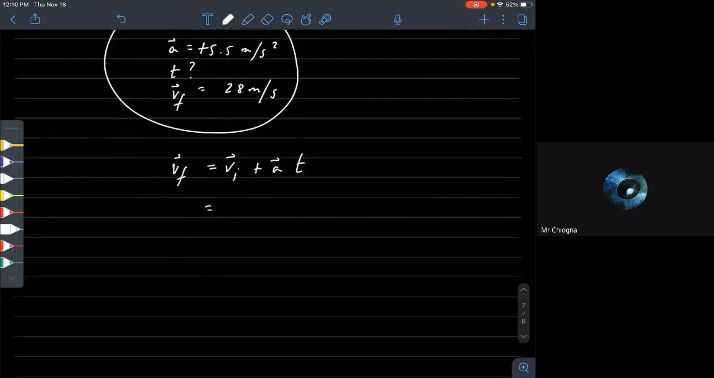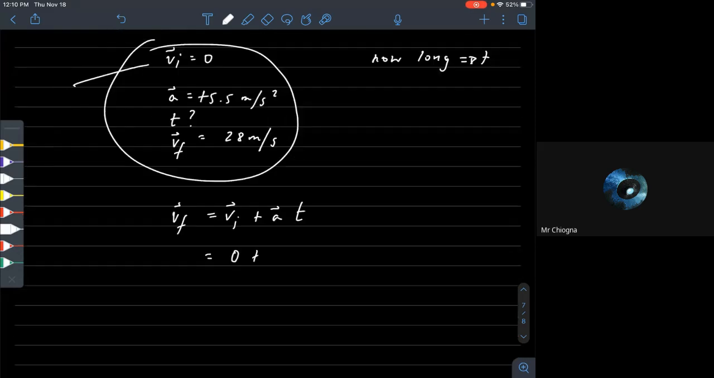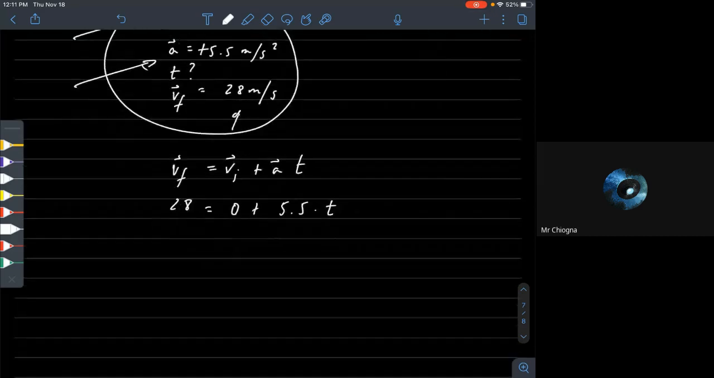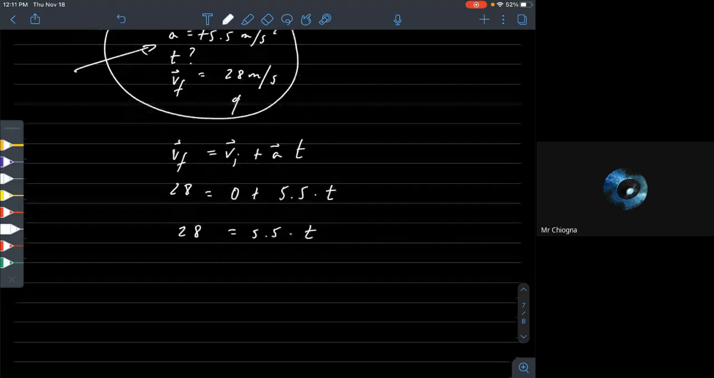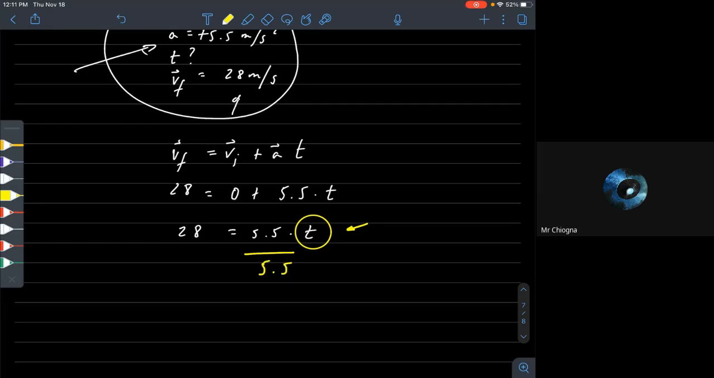Okay, go through the list. VI is 0. Okay, 0. Acceleration is 5.5. The time, we don't know it. The VF is 28. Okay, so this simplifies to 28 is equal to 5.5 over t. How do you rearrange for that? How are you going to solve for the time? Okay, you're solving for this. You're multiplying 5.5 by the t. You want to isolate for t. You do the opposite. Divide the 5.5 out.